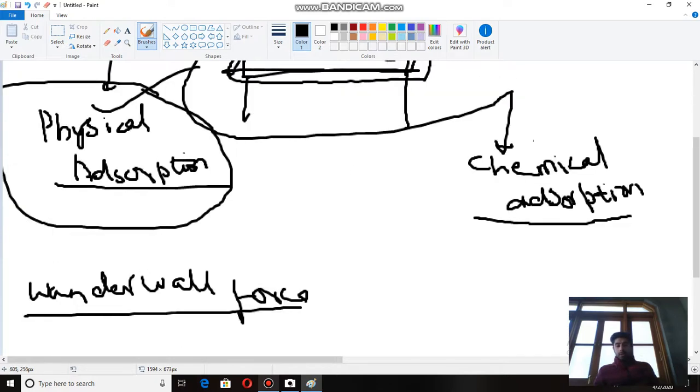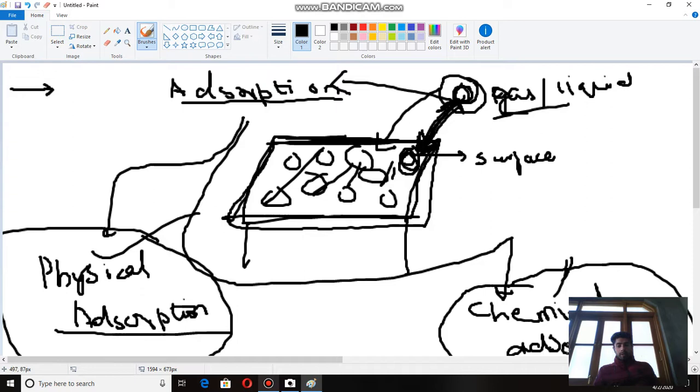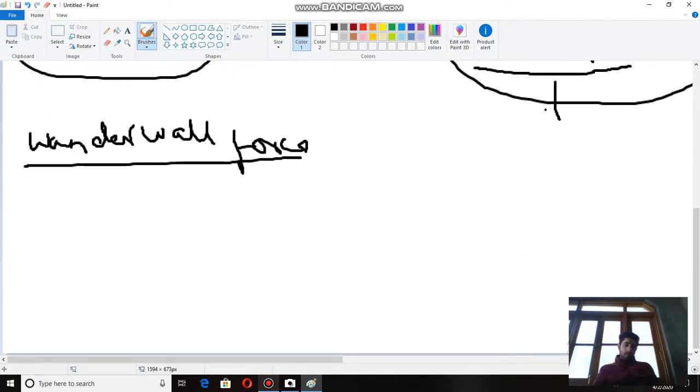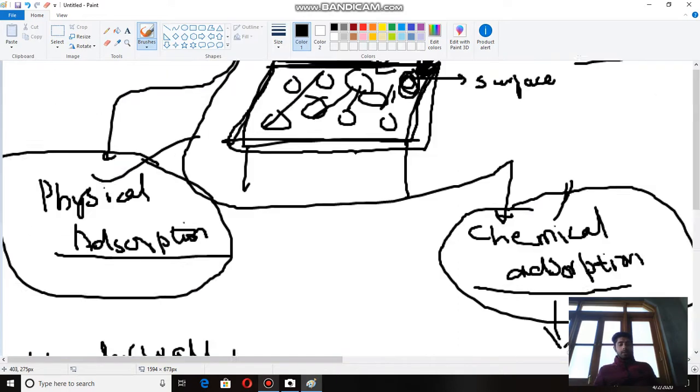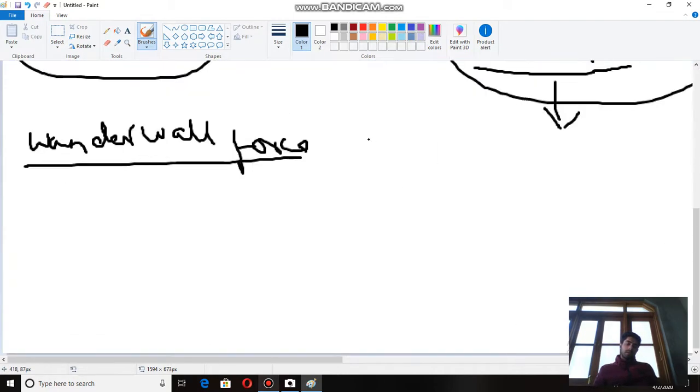And I hope you have guessed by this time, chemical adsorption will be the adsorption when this force of attraction between these two particles is strong. There's a strong chemical force between these two particles. This type of adsorption we will call chemical adsorption. And physical adsorption is just a small weak van der Waals force between these two particles. That type of adsorption is known as physisorption or physical adsorption.